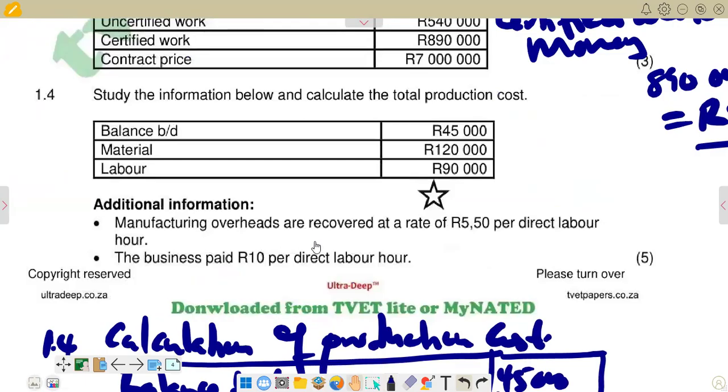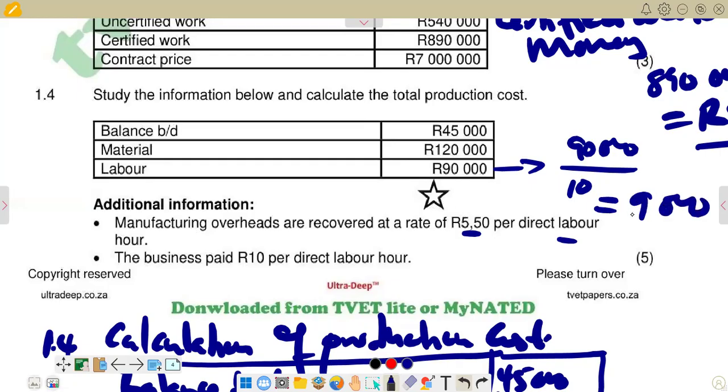And then I think we've exhausted what we have in the balance that we are given. Then additional information is saying manufacturing overheads are recovered at a rate of 5.50. So we are just going to find the actual amount that we are supposed to put there. They are recovered at the rate of 5.50 per direct labor hour. So what it means, we need to find the number of labor hours that we have, then we multiply by this rate of 5.50. The total labor value that we have there is 90,000, and then we divide by the rate per hour, which is 10, to get the number of direct labor hours. So if you divide there, we're going to get 9,000.